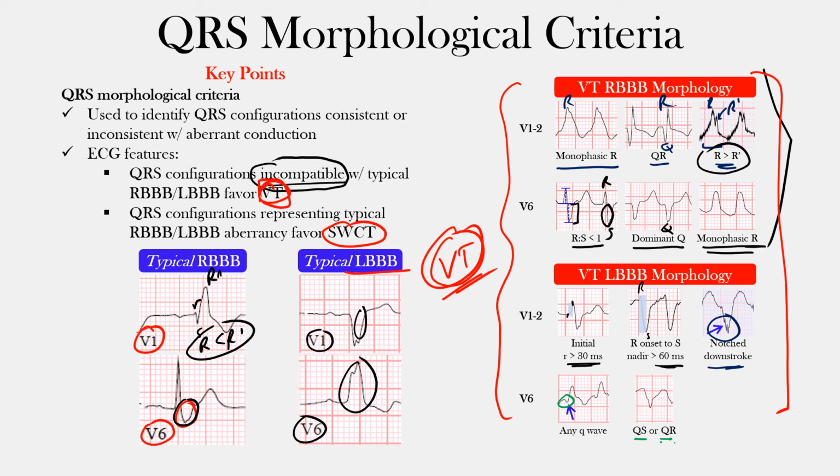Well, that's the end of this lecture. We discussed the QRS morphological criteria suggestive of ventricular tachycardia in differentiating wide complex tachycardias. I hope you learned something.